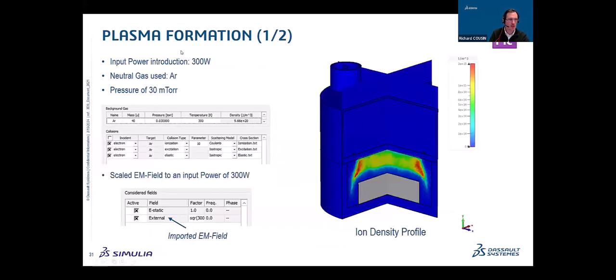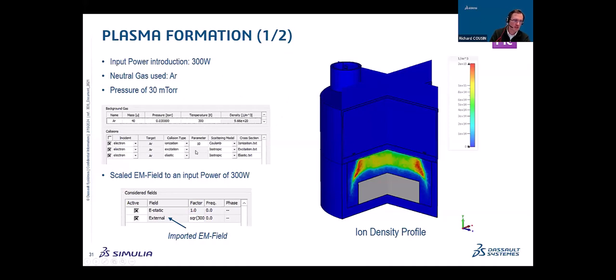So let's have a look now at the plasma formation. We have here an input power which is introduced at 300 watts. That's important to have a matched structure already. That means that the power that we are going to introduce from this area is really the power which will be transmitted to the area where we are going to create the plasma. We are using argon neutral gas, and the pressure is defined here at 30 millitorr.